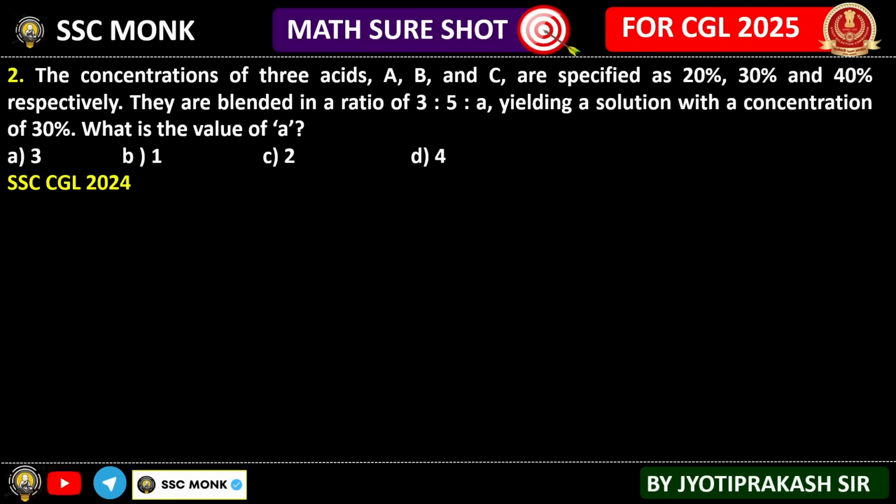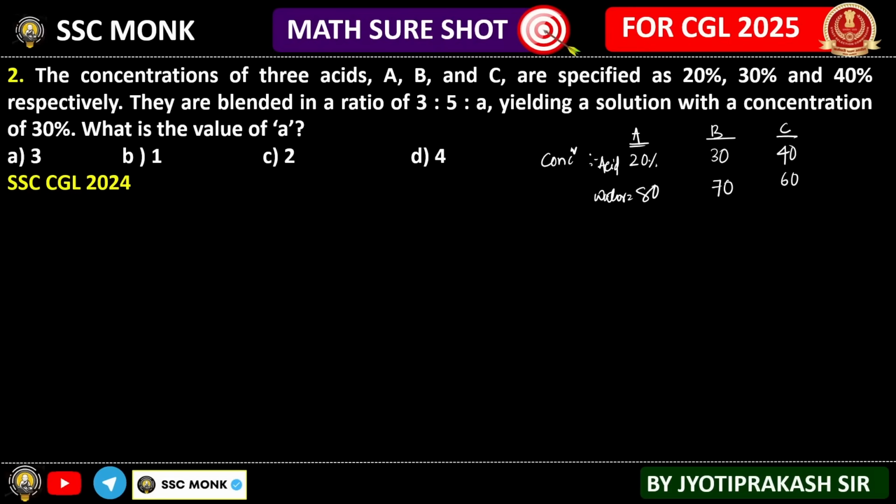Now see, when the details are about concentration of acids or concentration of anything, you will understand that concentration means, 20% in A means what? Acid amount is 20, water amount is 80. In B, concentration of acid means 30 parts acid, 70 parts water. In C, 40 parts acid, 60 parts water. Clear? This is the basic understanding you should have.